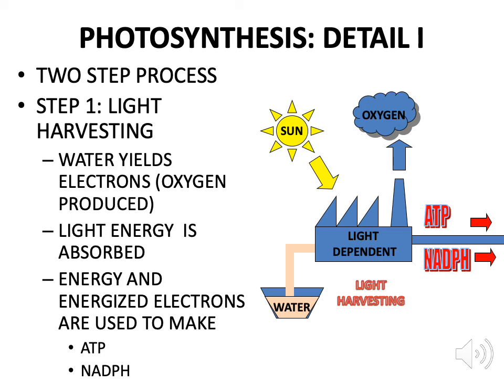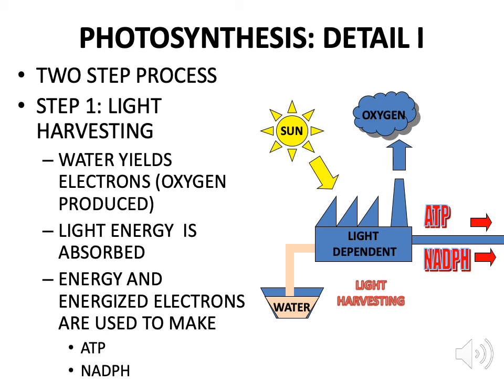Step number one, we said, involved light harvesting. It's called the light-dependent reaction. Now, that makes sense because it depends upon the presence of sunlight. You can't have the light-dependent reaction unless you've got sunlight. Now, details. We said that water is our source of electrons. So water yields electrons. Now, in order to get the electrons out of a water molecule, we need to take the water molecule apart. Now, you guys know that water is composed of hydrogen and oxygen. If I want those electrons, I'm going to split the water into its component parts. Now, one of the products made is oxygen.